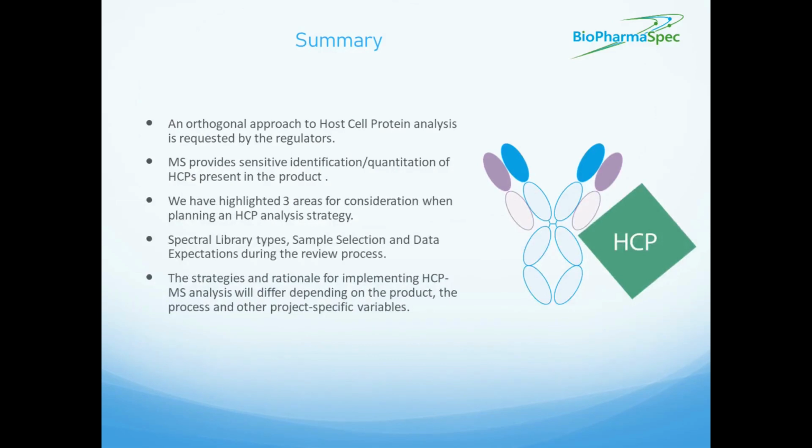We have highlighted 3 areas of attention when planning an HCP analysis strategy: the spectral library type that determines the depth of HCP analysis, sample selection for quantitation, which is dependent on the level of the screening that might be required, and finally, consideration for the data expectations during the data review process.